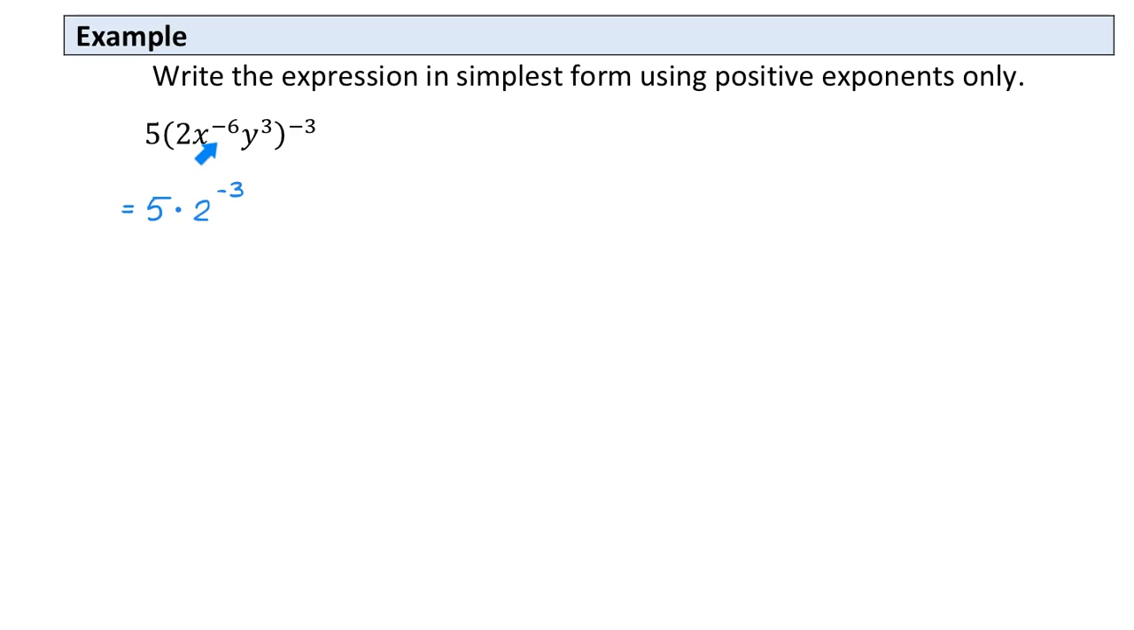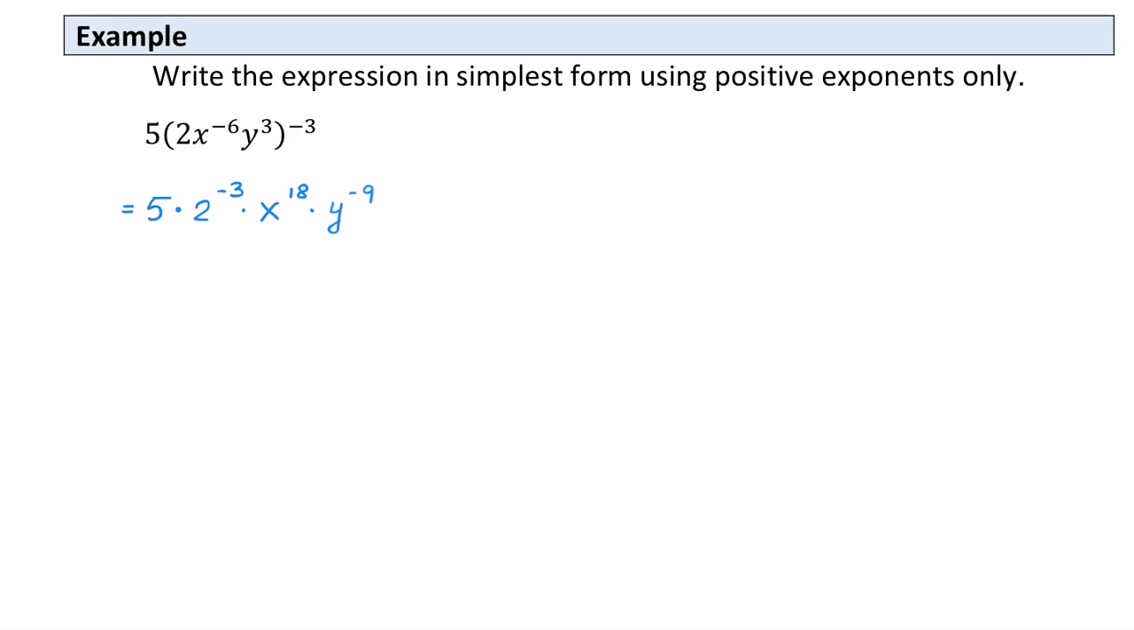Then x to negative 6 raised to the power of negative 3 will be x to positive 18, because negative 6 times negative 3 is positive 18. Then let's bring down x to the power of 18. And now the last one, y to the power of 3 raised to negative 3 will be y to the power of negative 9, because 3 times negative 3 makes negative 9. So we will bring down y to the power of negative 9.